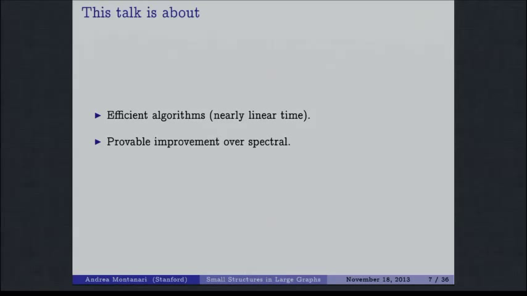Okay, and what I want to talk about is 2 things. I want efficient algorithms, and here efficient will mean for me nearly linear time, that is n squared log n, if n is the number of vertices, and I want a provable improvement over spectral methods. There is a standard way of doing this: just take the matrix that I show and compute the SVD, the eigenvalue decomposition. I want to try to improve over that.